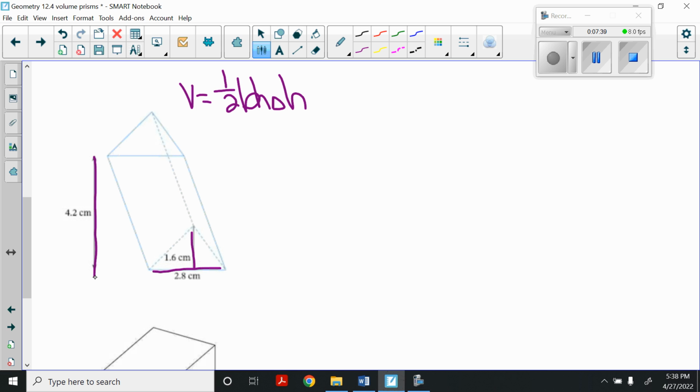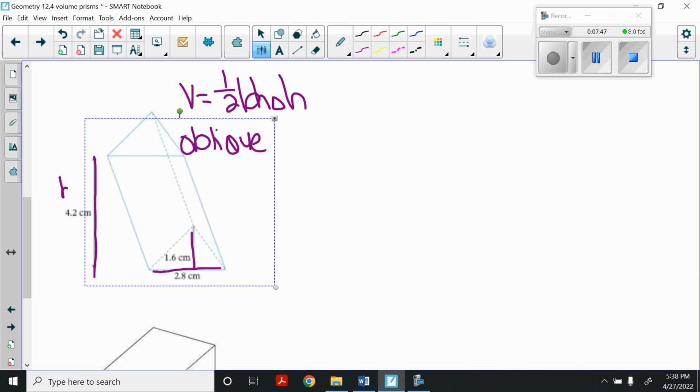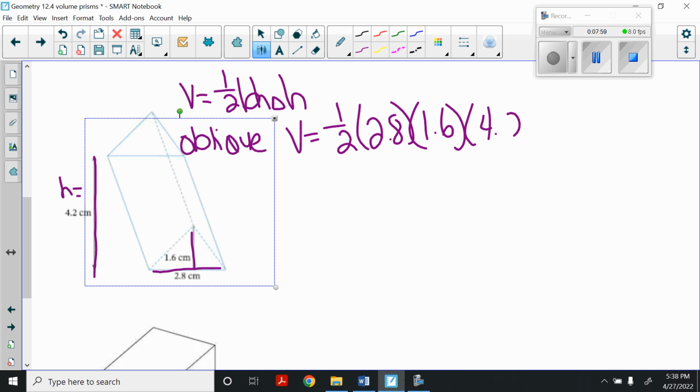So I notice that this is an oblique triangular prism. I still find it the exact same way. It's just my height, remember, is on the outside. So my volume is equal to 1/2 the base of the triangle, 2.8, the height of the triangle, 1.6, the height of the entire prism, 4.2. So when I multiply all of those together, I end up with 9.4 cubic centimeters.